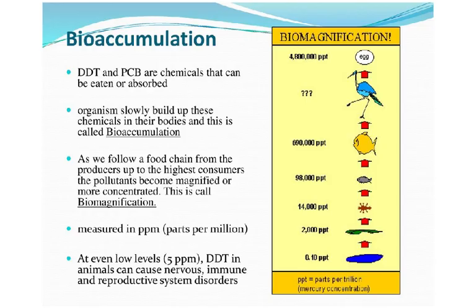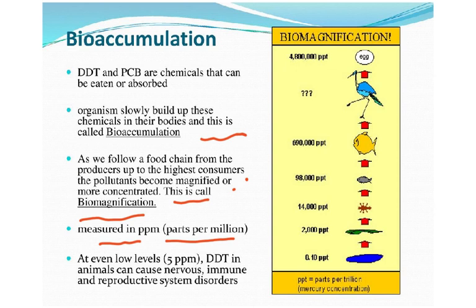As you can see here, the explanation for bioaccumulation: DDT and PCB are chemicals that can be eaten or absorbed. Organisms slowly build up these chemicals in their bodies, and this is called bioaccumulation. As we follow the food chain from the producer up to the highest consumer, the pollutants become magnified or more concentrated, and this is called biomagnification. And this is measured in parts per million. At even low levels, 5 parts per million DDT in animals can cause nervous, immune, and reproductive disorders.